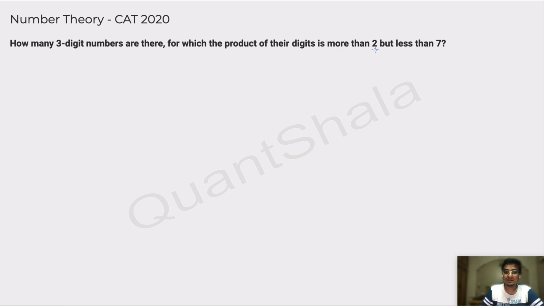So let's take a simple example of a three-digit number first. A simple three-digit number would be 124. What is the product of the digits here? The product of the digits is 1 multiplied by 2 multiplied by 4, which is 8. This does not satisfy their conditions. The kind of numbers they're looking for is where the product should be more than 2 but less than 7, which means the product could be either 3, 4, 5 or 6.